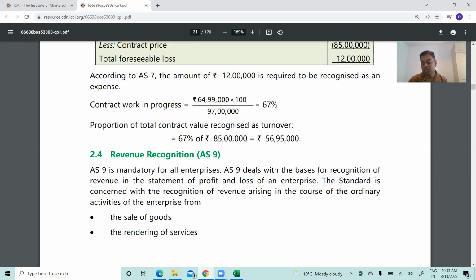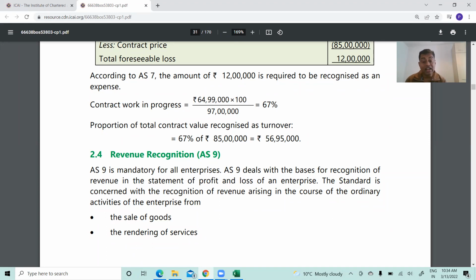Revenue recognition. So from how many sources does revenue come to the entity as per AS9? How many flows of revenue, how many types of revenue are discussed in AS9? 3 types. One is when you sell goods. Second is when you render services. Third is when your resources are used by a third party, they will pay you either interest or dividend or royalty.